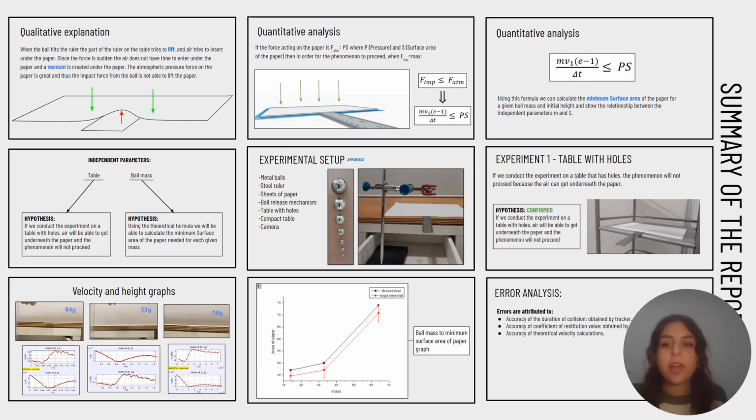So let's summarize the report a little bit. First, we explained the phenomenon qualitatively and then moved on to develop a quantitative theoretical model that predicts the relationship between the mass of the ball and the minimum surface area of the paper for each given height. We talked about the parameters and hypotheses of the problem and explained the experimental setup that helped us reduce human errors. Then we analyzed the two experiments that were done and presented the data acquired. Lastly, we talked about the possible errors of the experiment. So that summarizes our report.